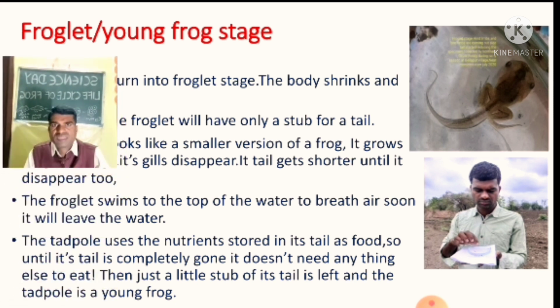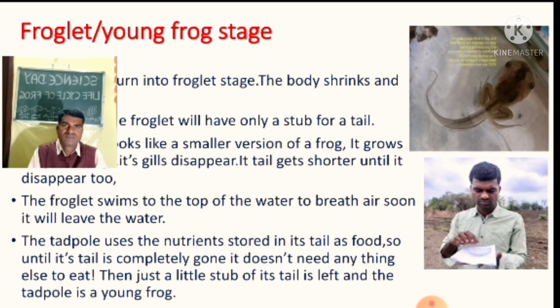And next, the froglet swims to the top of the water to breathe air. Soon it will leave the water. The tadpole uses the nutrients stored in its tail as food. So until its tail is completely gone, it doesn't need anything else to eat. Just a little stub of its tail is left and the tadpole is a young frog. So the tail is reducing day by day. At the time the lungs are developing, they are eating food material.